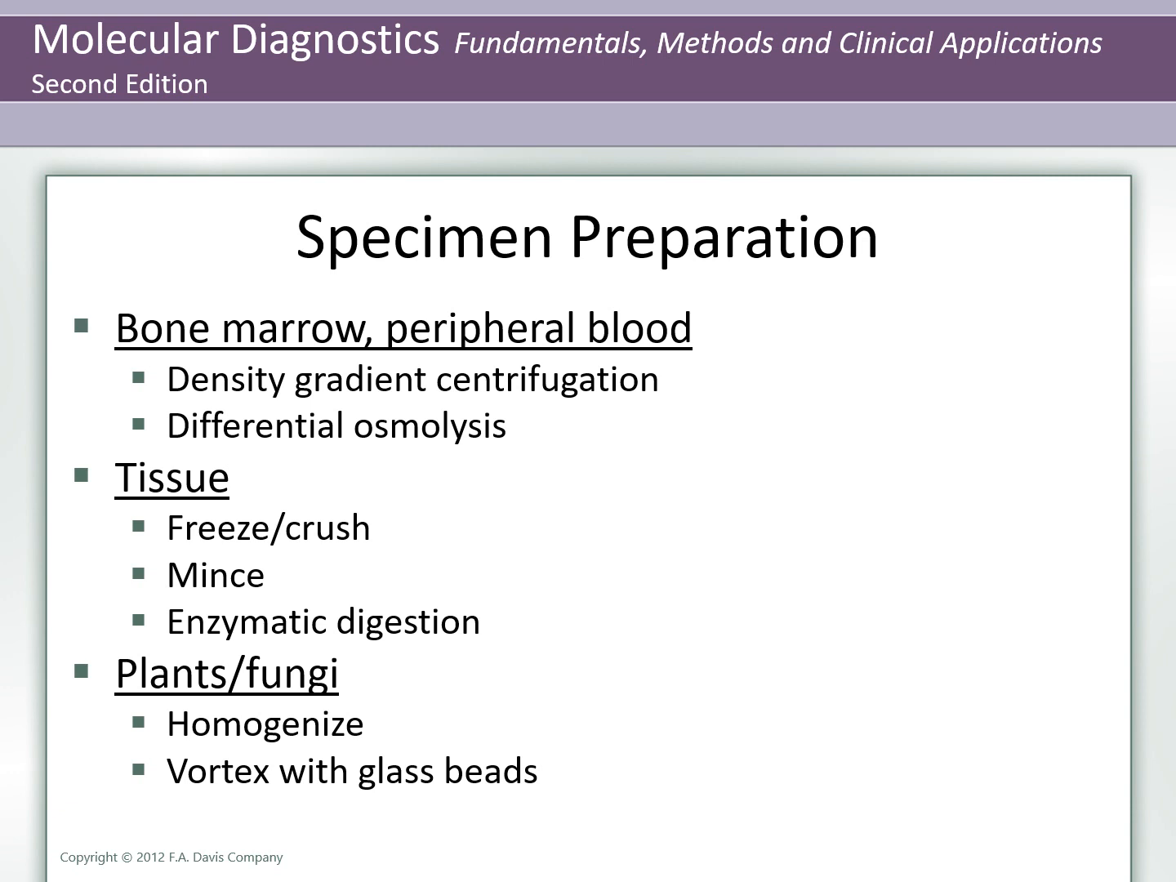They're below the less dense plasma components and above the polymorphonuclear cells, such as neutrophils, eosinophils, basophils, and also the red blood cells. The layer with the mononuclear cells is then removed and washed by rounds of resuspension and centrifugation in saline before proceeding with the nucleic acid isolation procedure. Lysis is done using differential osmolysis, which takes advantage of the osmotic fragility of red blood cells and white blood cells.